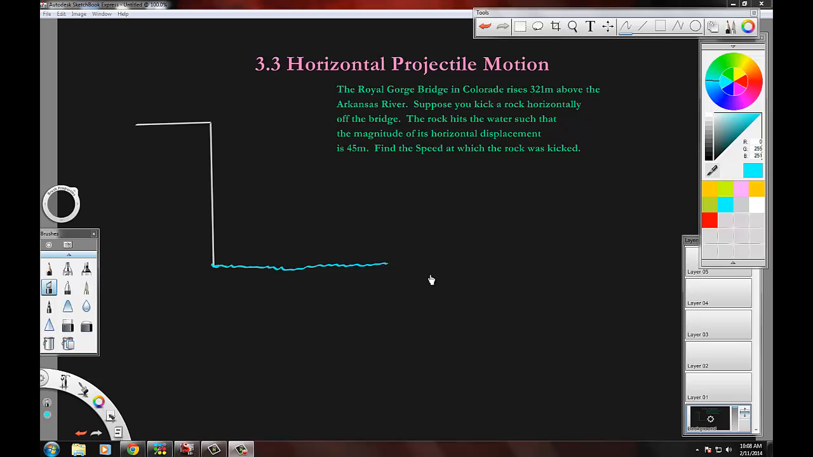Welcome, physics students. We're going to talk about horizontal projectile motion. This is the motion of things falling off of stuff or shot completely sideways. And this problem, let's get right to it.